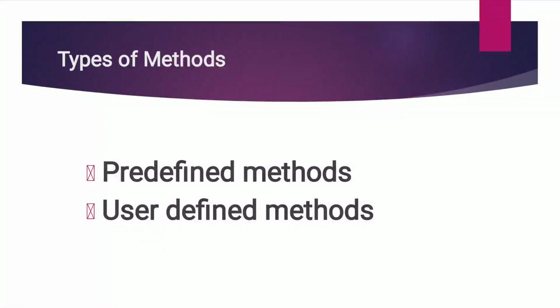There are two types of methods, predefined and user-defined methods. Predefined methods are the methods in any programming language that are already defined by the creators of the programming language when they created it. So the collections of predefined methods are called method libraries, and these methods are called library methods.